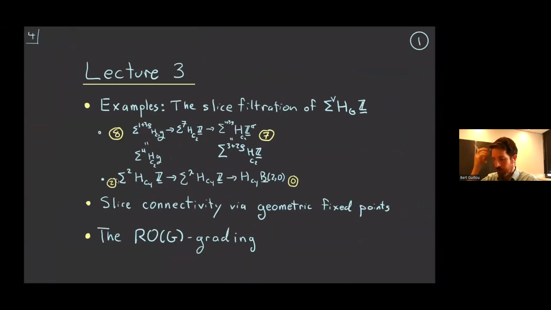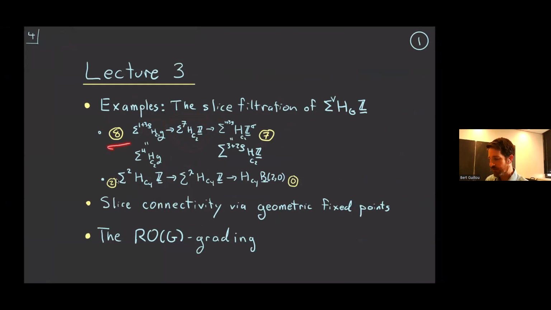As usual, just a brief recap of what we did last time on Tuesday. There we started with some examples of the slice filtration. We're looking at some representation suspensions of the Eilenberg-MacLane spectrum HZ. In a couple of the examples, we looked at the 7 suspension of the C2 equivariant HZ, and we found the slice tower for that.